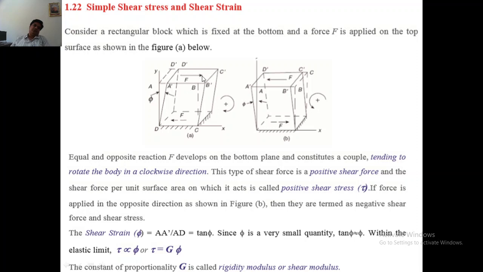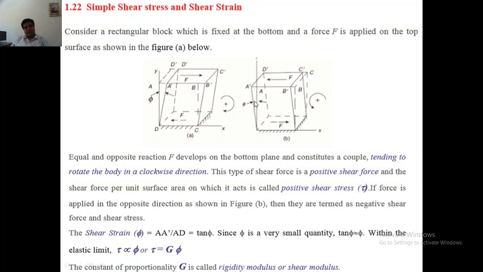So this force induces shear stress in this element. So shear stress is shear force by shear area, this area, A dash, B dash, C dash, D dash. Similarly, when the load is applied, there will be stress and strain. So in this case, it is shear force. So this shear force causes shear stress, and because of the shear stress, there will be shear strain.